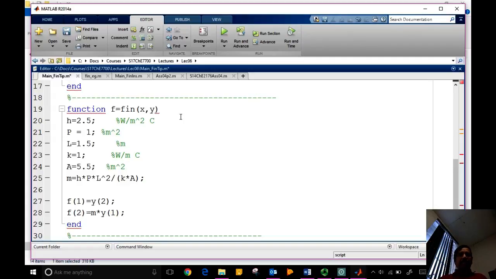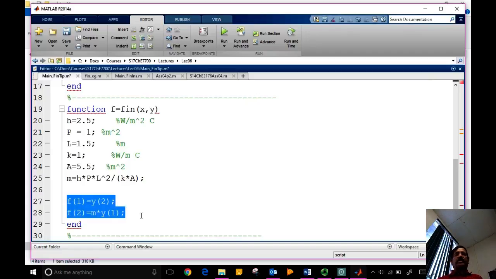And I initialize a set of parameters. Heat transfer coefficient 2.5, perimeter 1, length is 1.5, etc. And I calculate m from the formula that I have. And then these are the two lines. So it's really not a very difficult program to write, right?